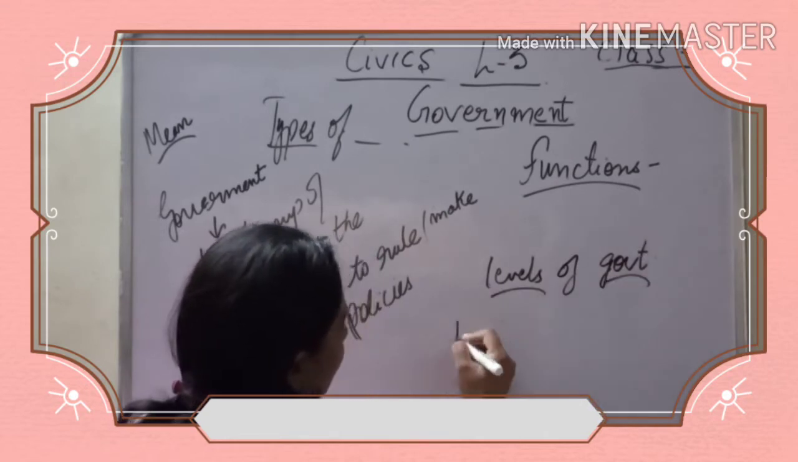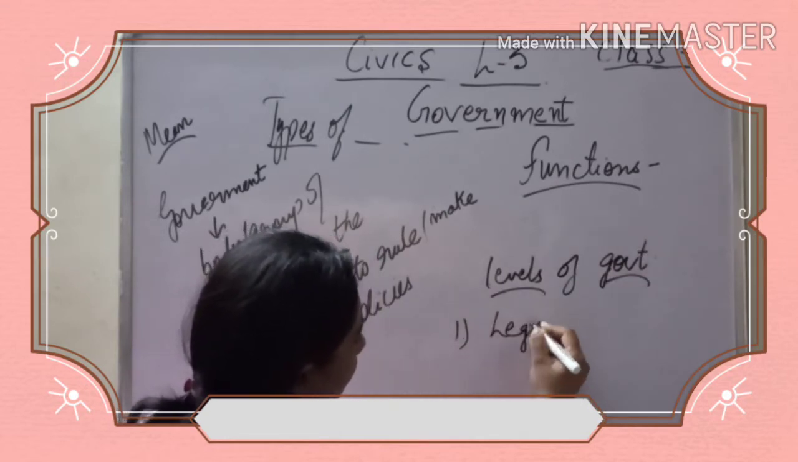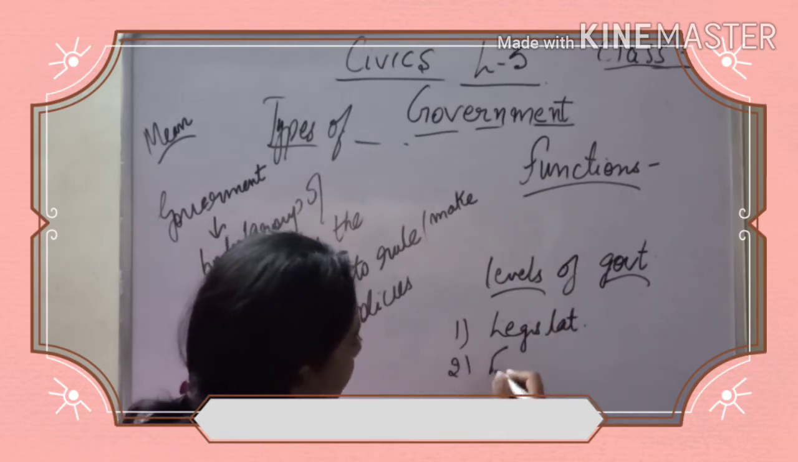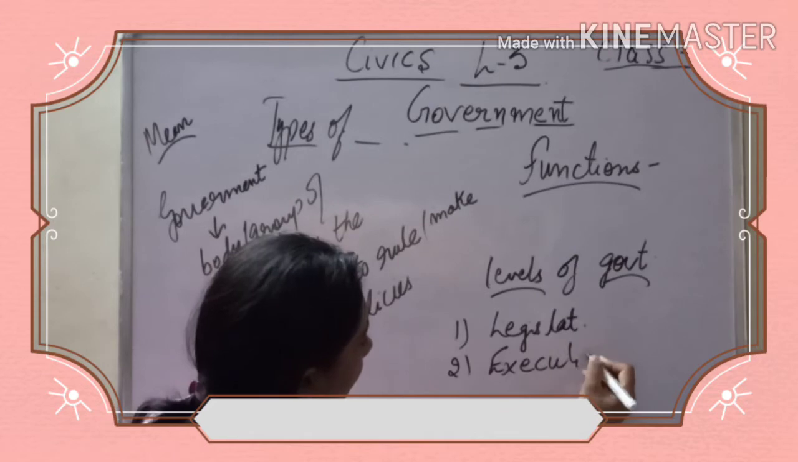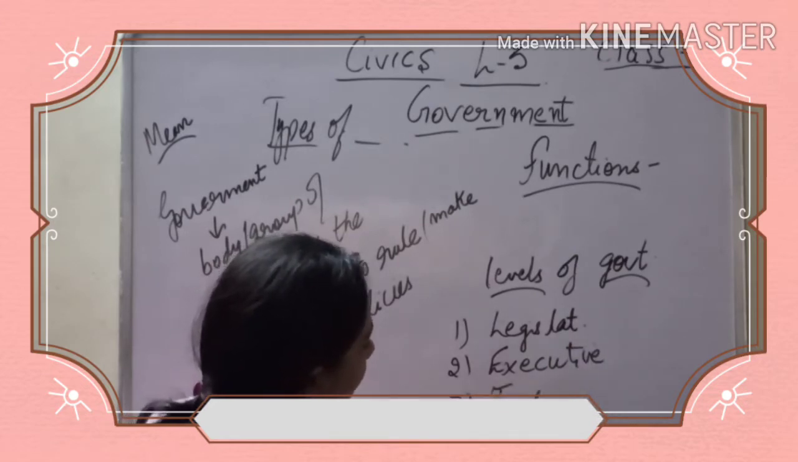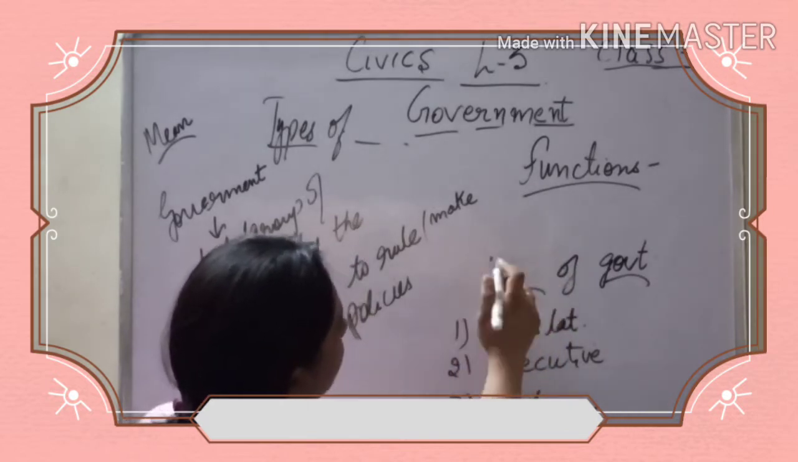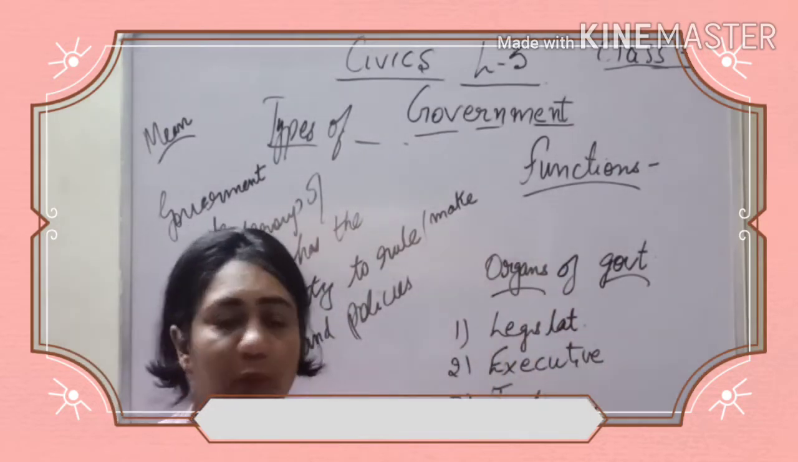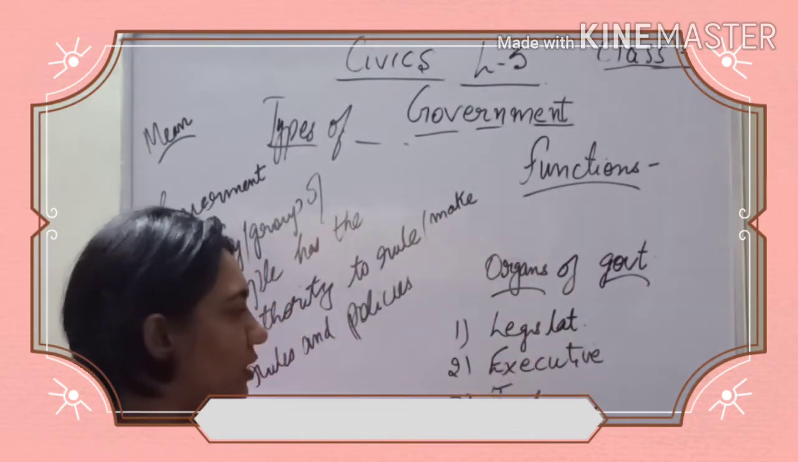So we'll be discussing the legislative body, we'll be discussing the executive, we'll be discussing the judiciary. So these are the three, you can say, organs of government. It works under three levels, that is legislative, executive and judiciary.